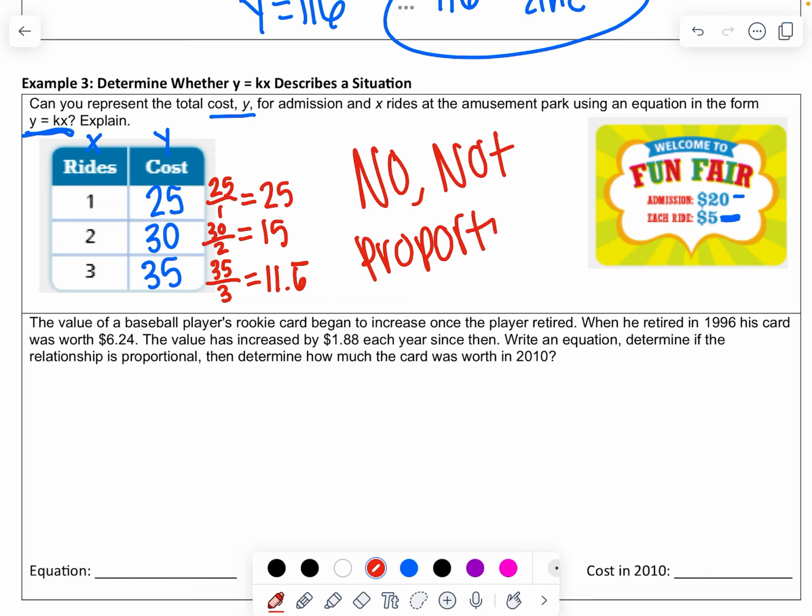So then if we put a 1 here, it'd be 5 times 1 is 5, plus 20 is 25, which gets us our first answer. If we put a 2 there, 5 times 2 is 10, plus 20 is 30, so that gives us the second one, and so on. So that's why this is the correct equation, but if it has anything extra other than the y and the k and the x, it is not proportional. Okay?